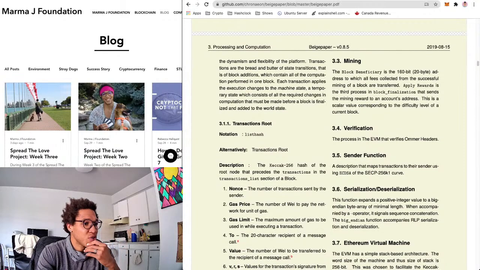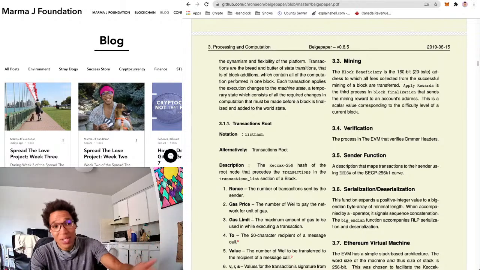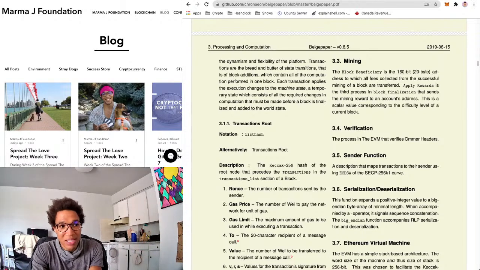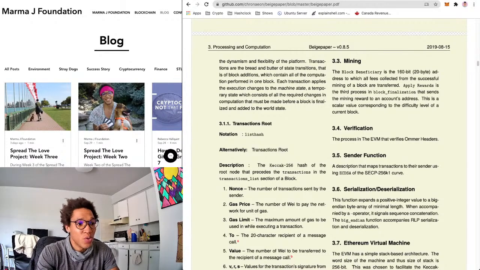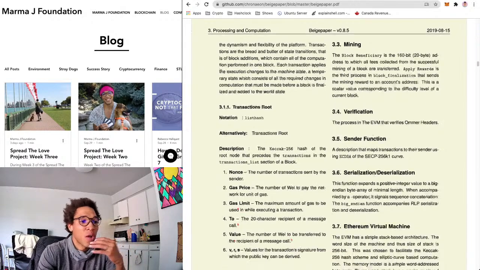The sender function, a description that maps transactions to their sender using ECDSA of the SECP256K1 curve. So you're just using cryptography to map transactions to who sent them. It's kind of cool. I guess the point of this is to add in something in the base layer of Ethereum that allows you to always map back to know anyone who sent something very quickly and easily.